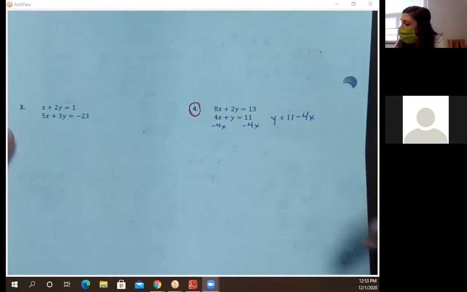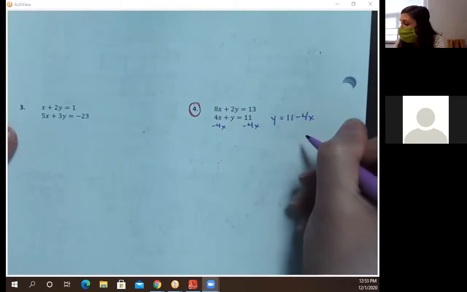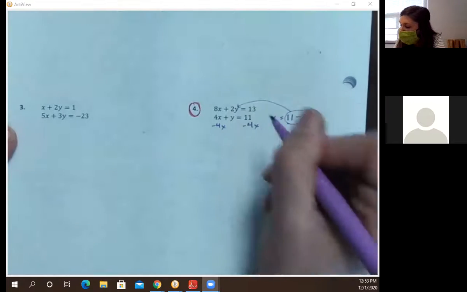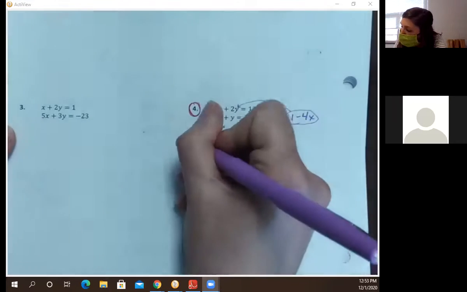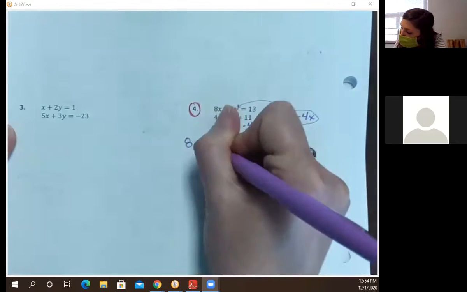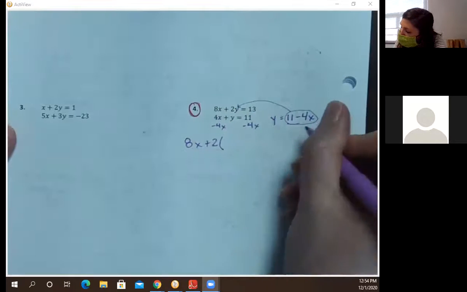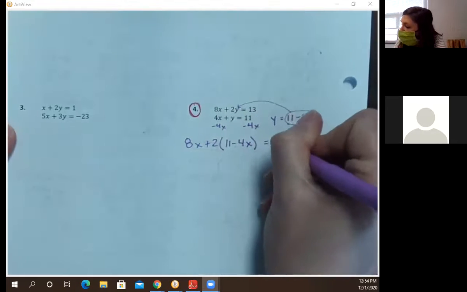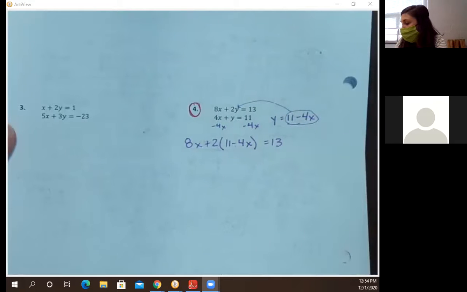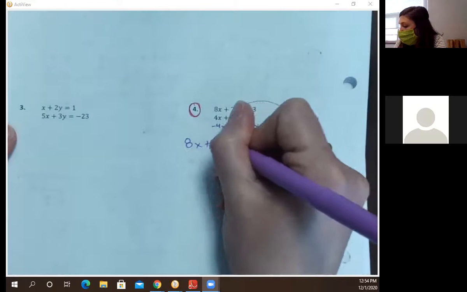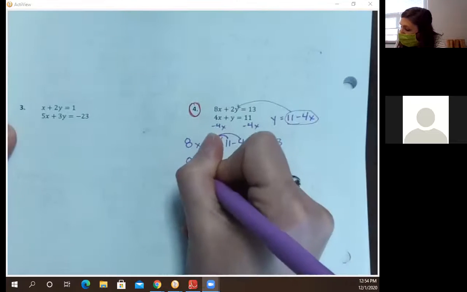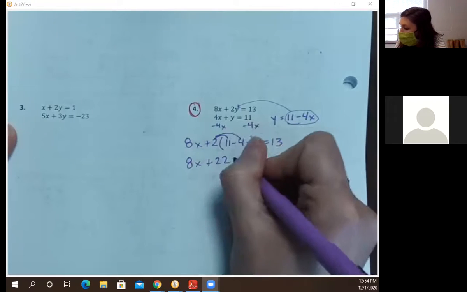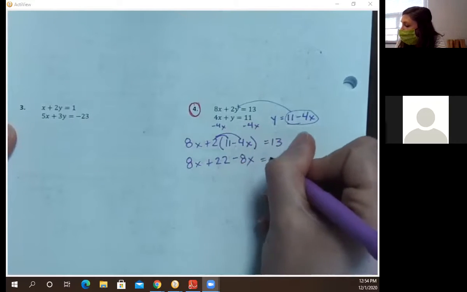And that's fine. So now that I have y by itself in the second equation, I'm going to go ahead and take this stuff and plug it in for y in that top equation. So that would be 8x plus 2 times 11 minus 4x equals 13. Now I'm going to distribute the 2. So I have 8x plus 22 minus 8x equals 13.